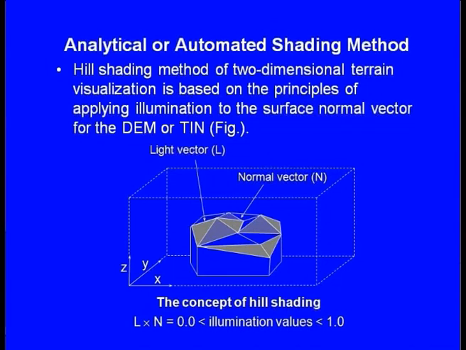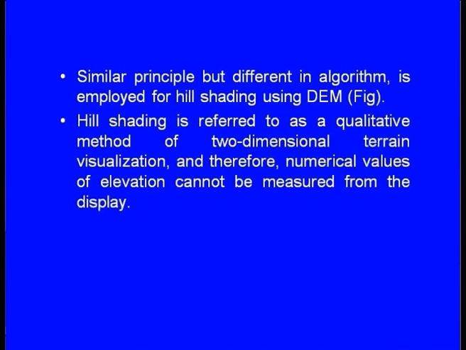So, in this case, a light vector has been projected onto the ground surface, and based on the orientation of the ground features, different shadows or shades are being provided, and this helps in the creation of the third dimension. Similar principles, but different in algorithm, is applied in hill shading using DEM. Hill shading is referred to as a qualitative method of 2-dimensional terrain visualization, and therefore, numerical values of elevations cannot be measured from the display.